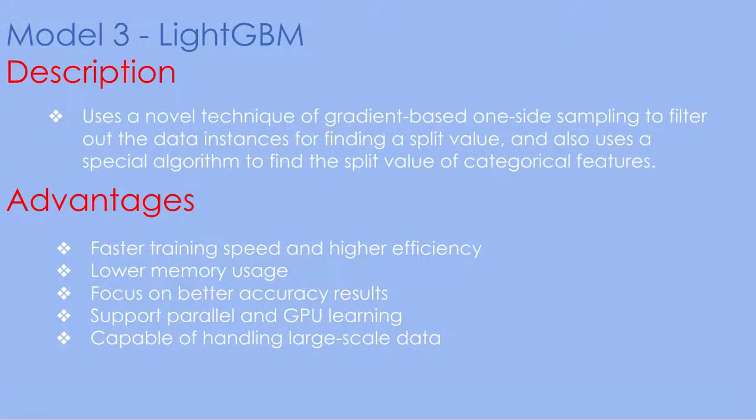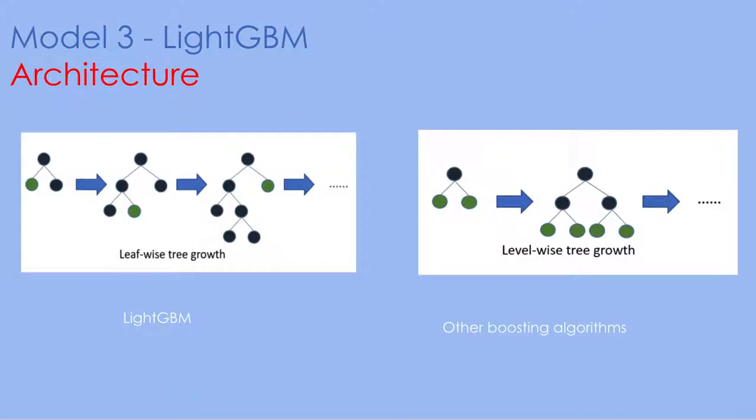Our third model is LightGBM. It uses a novel technique of gradient-based one-side sampling to filter out data instances for finding a split value, and also uses a special algorithm to find a split value for categorical features. The advantages are faster training speed, higher efficiency, lower memory usage, and a focus on better accuracy. The architecture looks like this. It's different from other boosting algorithms.